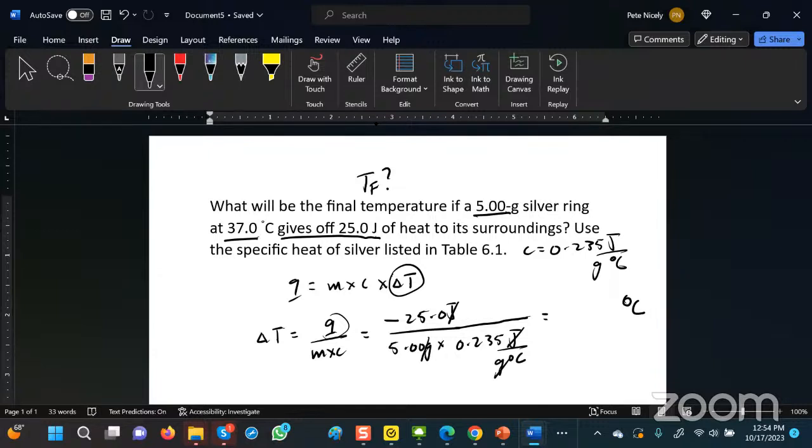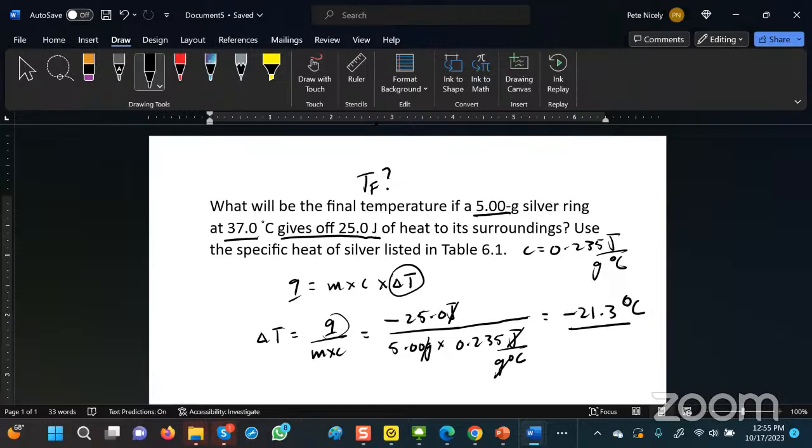So let me do the calculation here. It's minus 25 divided by 5 divided by 0.235. Okay, so according to my calculations, this works out to be equal to minus 21.3 degrees Celsius. Let me do this again just to make sure. It's minus 25 divided by 5 divided by 0.235. Okay, so that's a change in temperature, right?